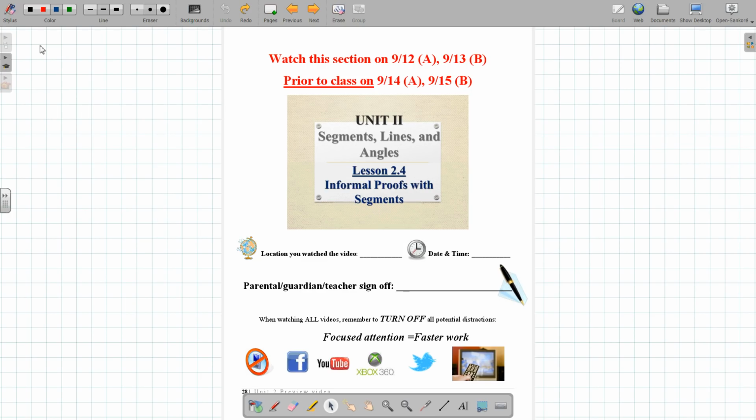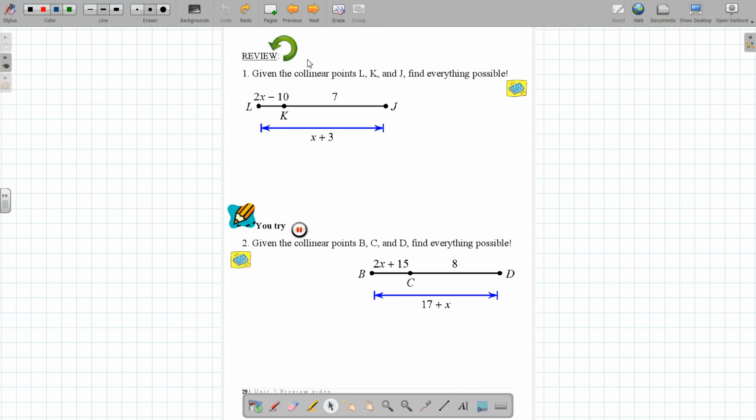You're looking here, friends. Make sure you get a date, time, location, as well as a parent-guardian sign-off. This page, I'd like you to do on your own using the concepts of segment addition. Show all your work. Remember, we're not just solving for x here, folks. We are finding everything possible. Pause the video, do your own work, then restart.